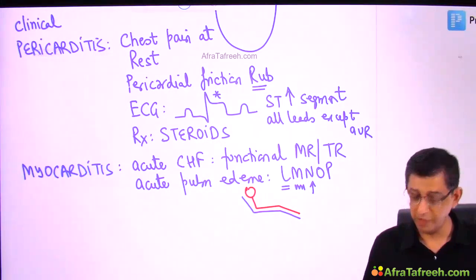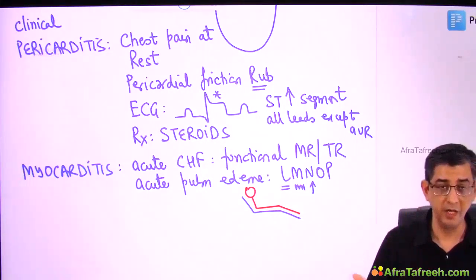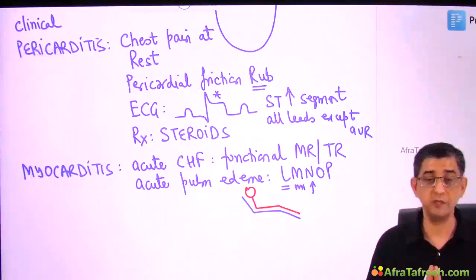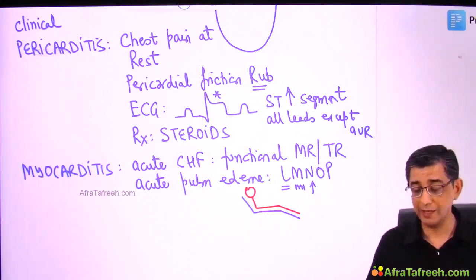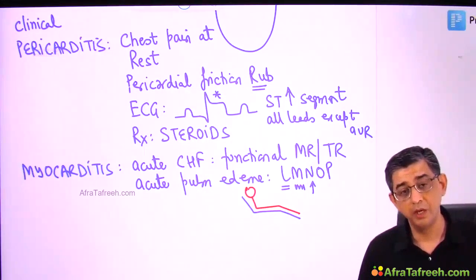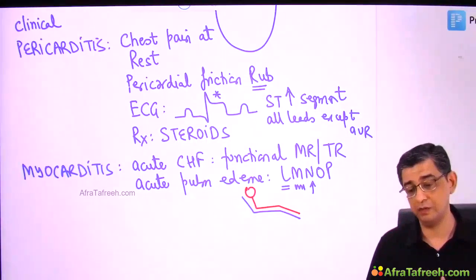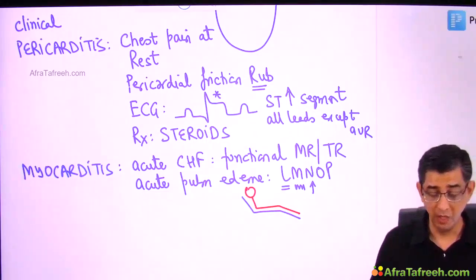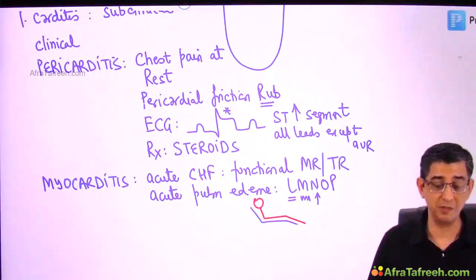You are anyway familiar from the ECG discussion that AVR is always going to behave opposite of the standard leads. In AVR, the P wave, the first wave of the ECG, and the last wave of the ECG are upside down. It is negative. So you will get a ST depression, that is a mirror image. Myocarditis can also have non-specific ST segment elevation or even non-specific ST segment changes. So I'm not commenting on the ECG finding per se because it is non-specific.